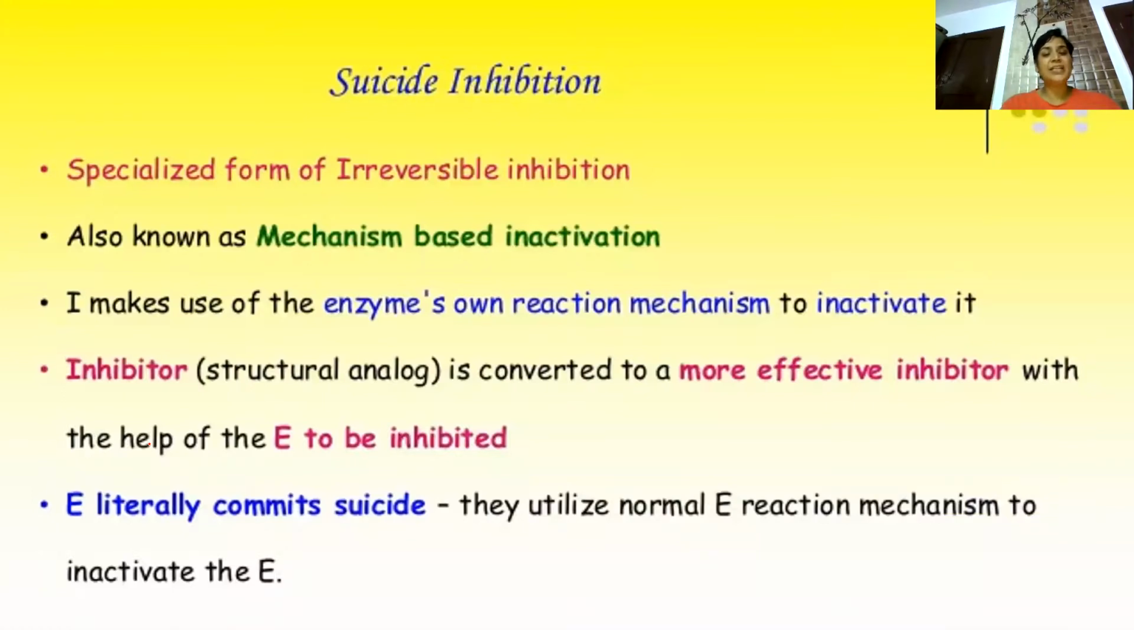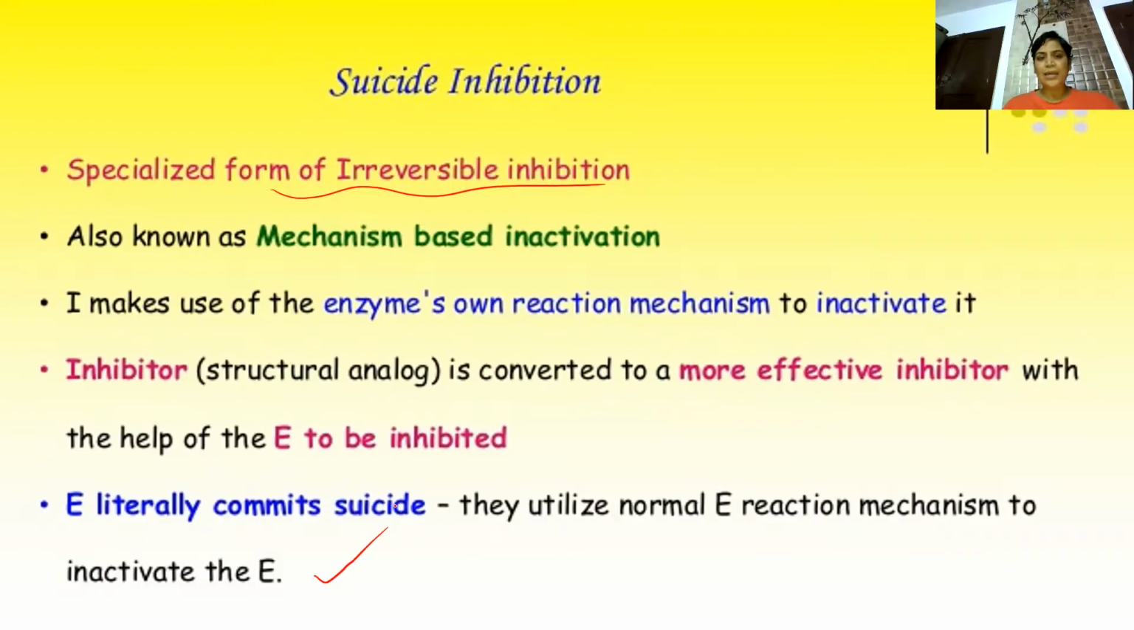Suicide inhibition is a specialized form of irreversible inhibition. It is basically known as mechanism-based inactivation, because the inhibitor is converted into a more effective inhibitor with the help of the enzyme to be inhibited. So the enzyme is actually committing suicide. That is what is written here. The enzyme literally commits suicide. They utilize the normal enzyme reaction mechanism and inactivate the enzyme. So this is suicide inhibition, a part of irreversible inhibition.